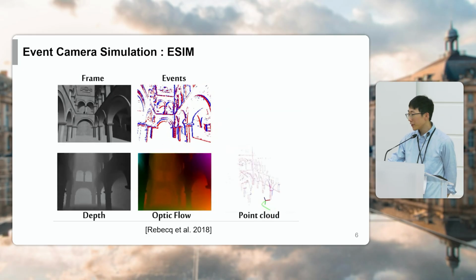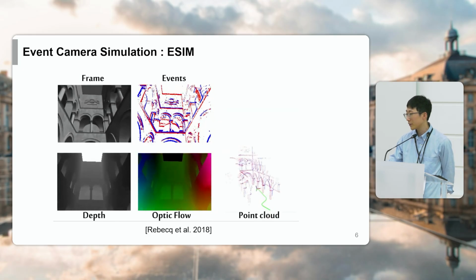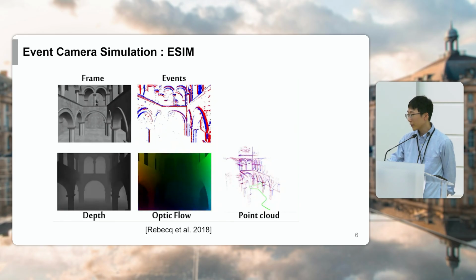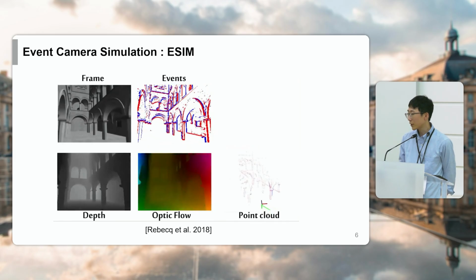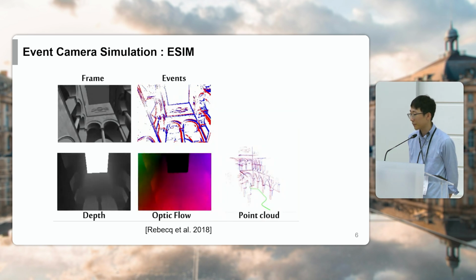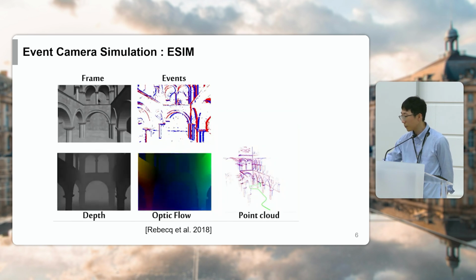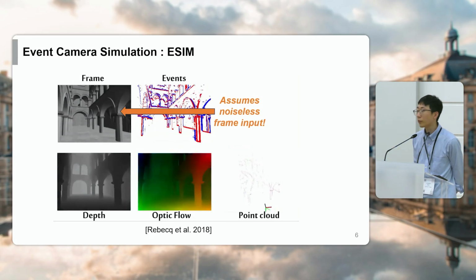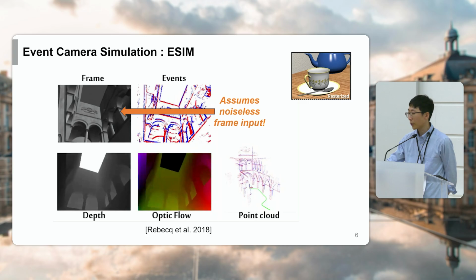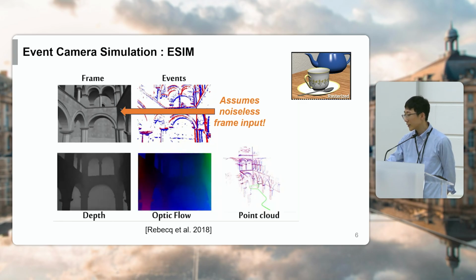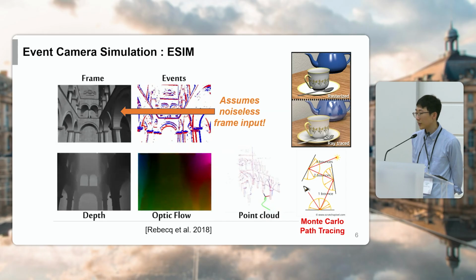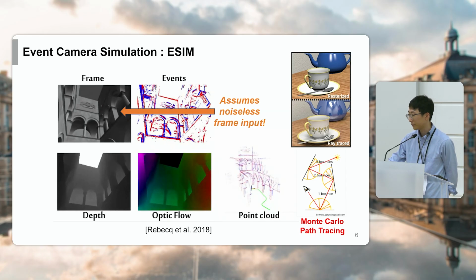To develop and evaluate algorithms for these systems, we also need accurate simulators. The goal of event camera simulation is to render a sequence of images over time and reproduce the events triggered from these images. However, many existing simulators assume noiseless rendered inputs, often relying on rasterization, which is fast but not physically accurate. Instead, our goal here is to enable physically based event simulation using Monte Carlo rendering.